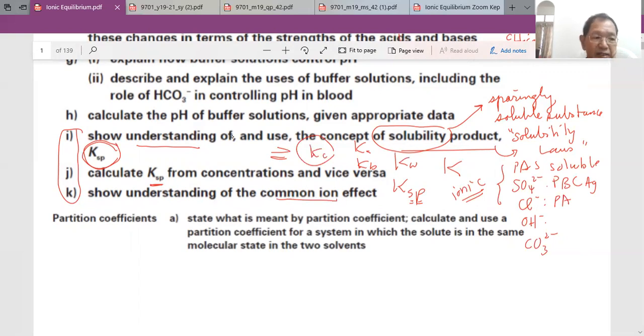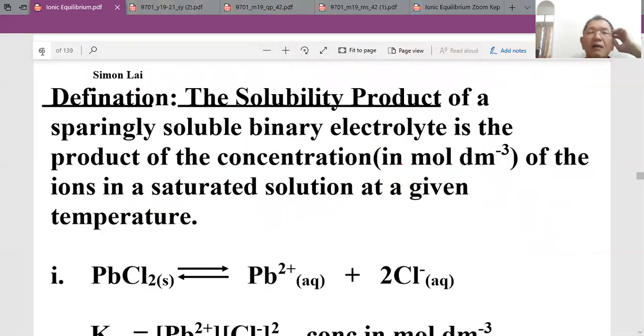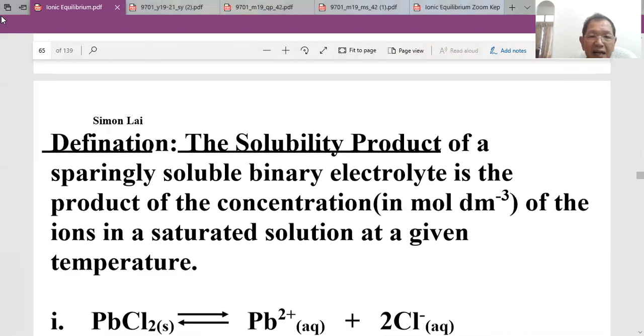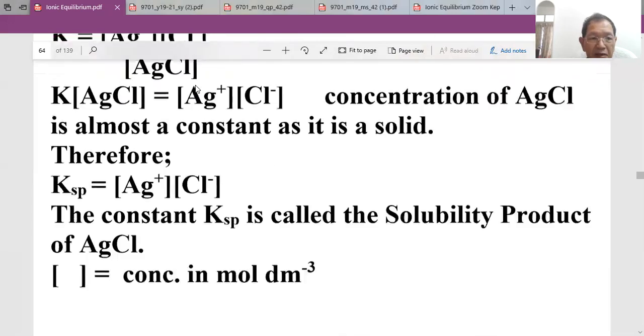Now let's go straight to the theory. The theory is on page 65, starting from there. Today I want to go slower. I thought I was going to finish in one shot, but I don't think I want to do that. I want to spend more time to explain so that you will understand, because the questions that come out are very simple and there are only three things to manipulate: definitions, explanations, and calculations. So the first thing is solubility product. Look at page 65 here.